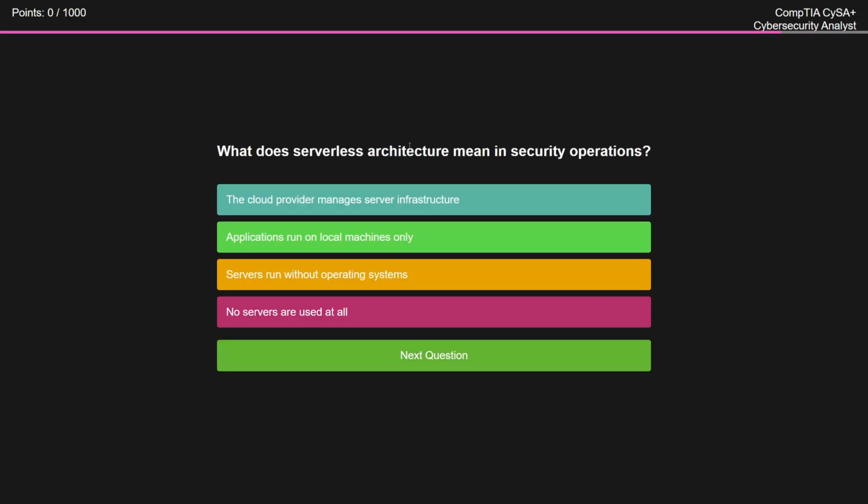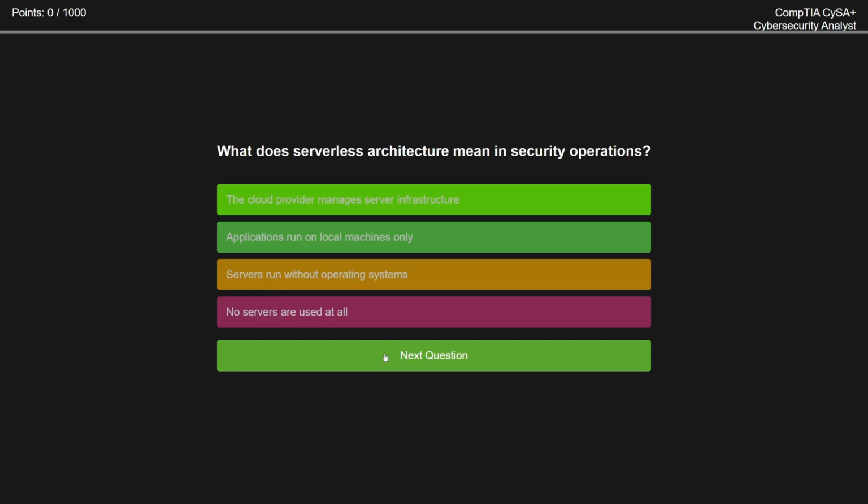What does serverless architecture mean in security operations? The cloud provider manages server infrastructure. Applications run on local machines only. Servers run without operating systems, or no servers are used at all. So serverless, it might be that it's not using any servers, but you have to have somewhere to run it. So I'd say the cloud provider manages server infrastructure. Think about it: it says serverless, which means it's not actually running on a server, but that's just what the cloud providers call it. Like AWS uses Lambda. You're not going to need to know that, but Lambda is something they use for serverless, where you can run code without a server, right?